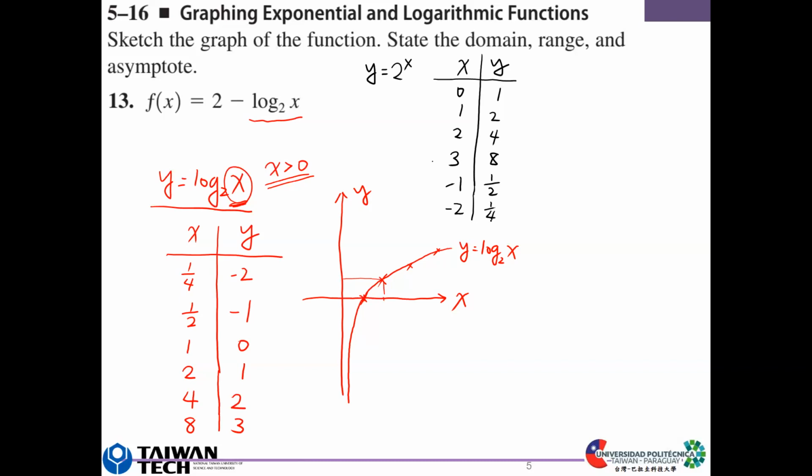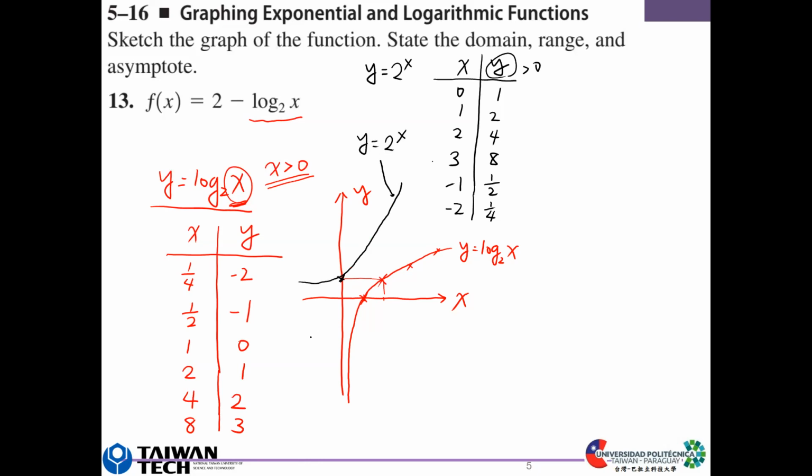So in this case, y is always larger than 0. And it passes x equals 0, y equals 1. So this is x equals 0, y equals 1. So it will be like this. So this is y equals 2^x.